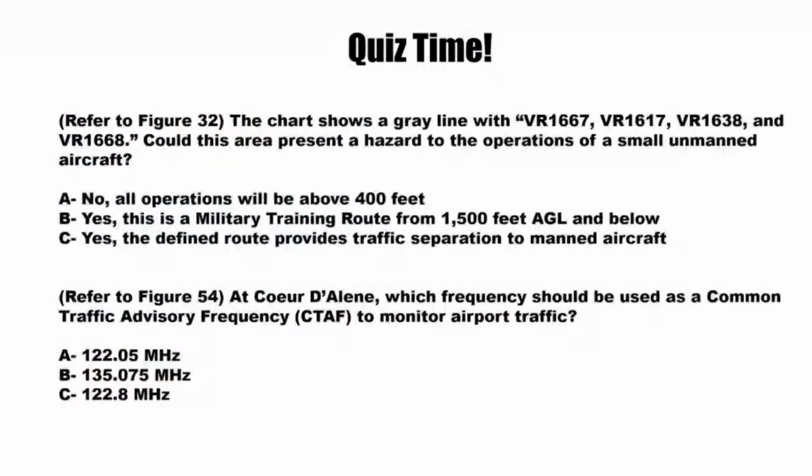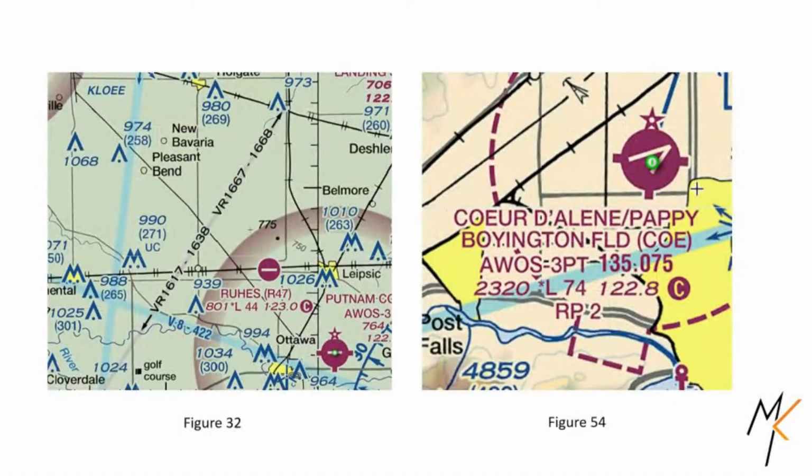Here's 2 more for you. Refer to this figure. The chart shows a gray line with VR 1667, VR 1617, VR 1638, and VR 1668. Could this area present a hazard to the operations of a small unmanned aircraft? And refer to this airport, which frequency would be used as a common traffic advisory frequency to monitor the airport traffic? If we look at figure 32, you can see the light gray here.